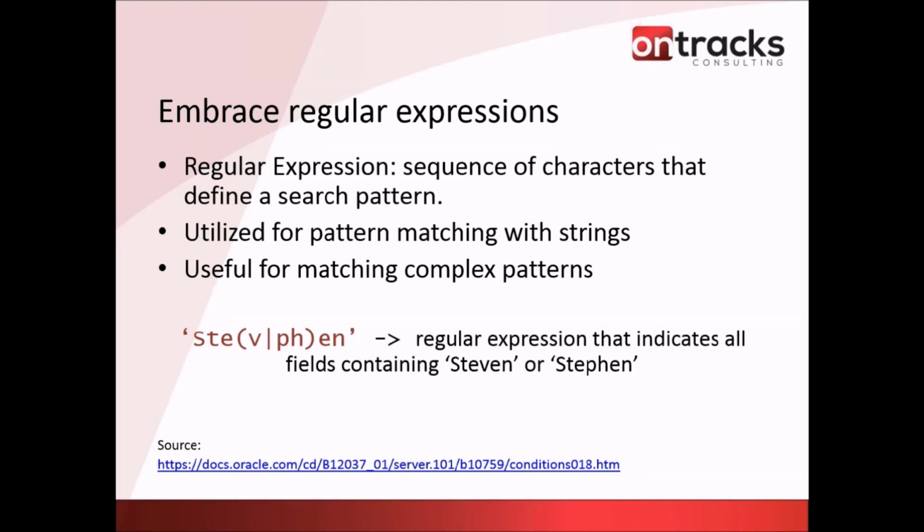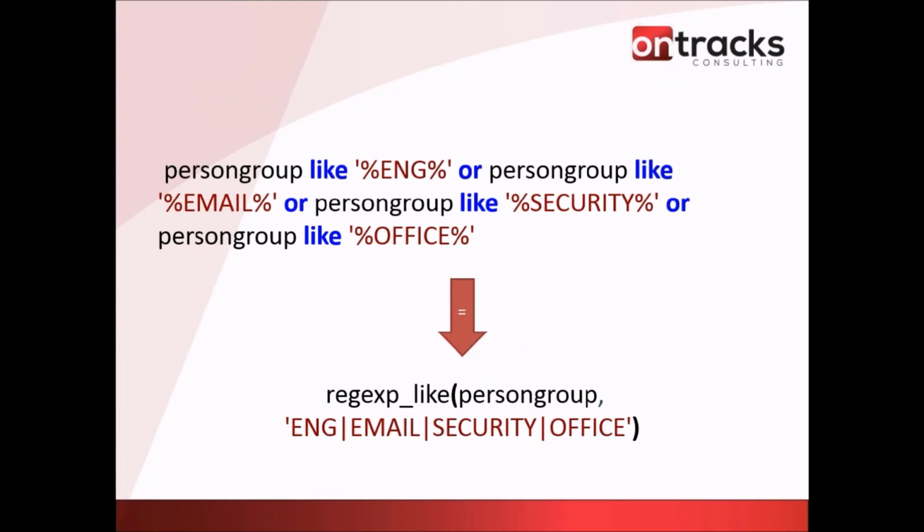So what does it look like in Maximo? As I said before, Maximo by default uses separate OR clauses when you're comparing values. So for example, you want to look at the person group and you want it to have 4 different values: person like engineering, like email, security, or office. Instead of doing this, you use a regular expression. This is what it's going to look like. Just like I said, the straight line is the OR. So we go engineering or email or security or office, and this is just following the syntax of what a regular expression looks like.